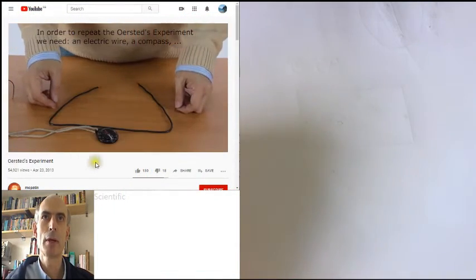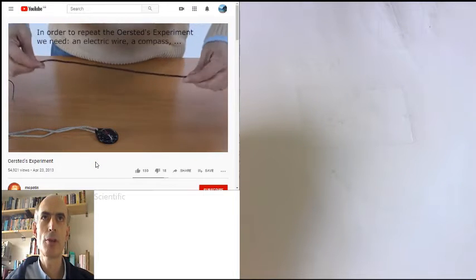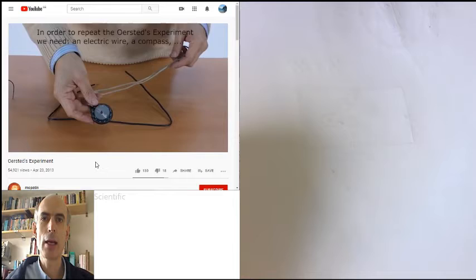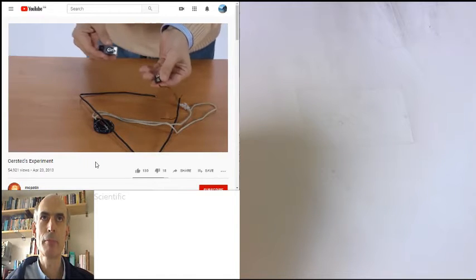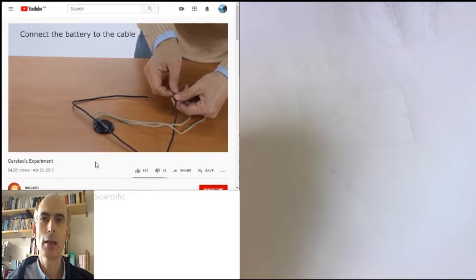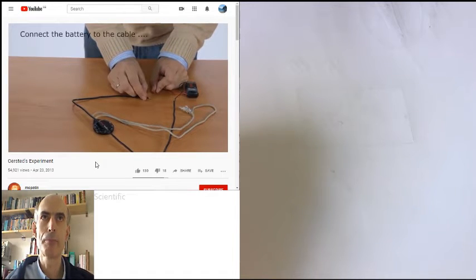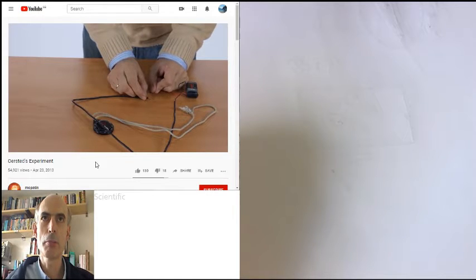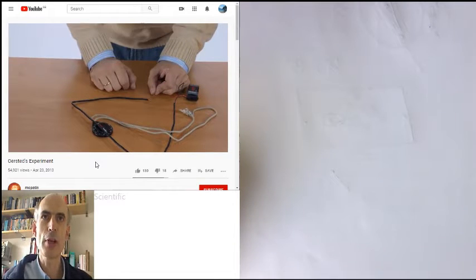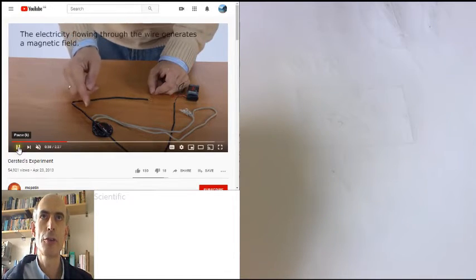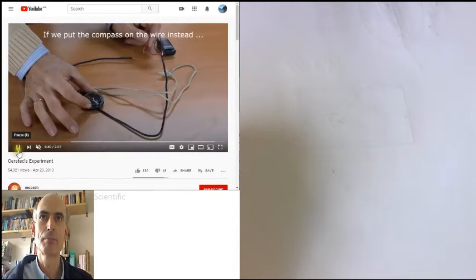Okay, we have here a gentleman who is taking a wire and a compass, placing the wire on the compass and then attaching a battery to the wire. This is going to result in a current flowing along the wire. And you'll see that when the current starts to flow, the compass needle deflects. And compass needles only react to magnetic fields. So this was the first evidence that currents cause magnetic fields.